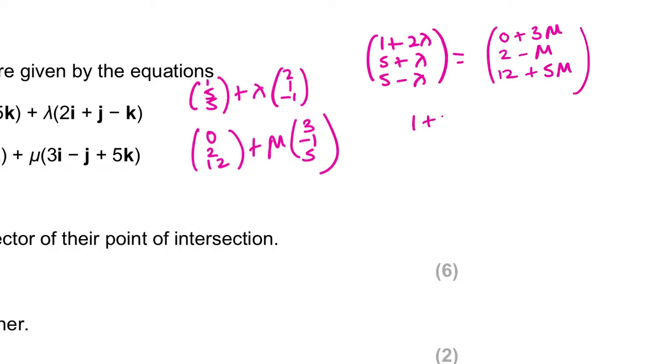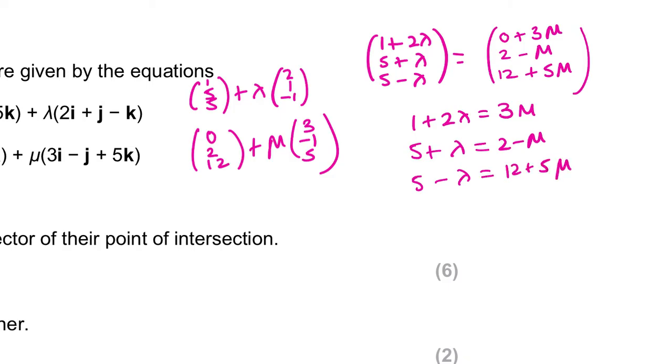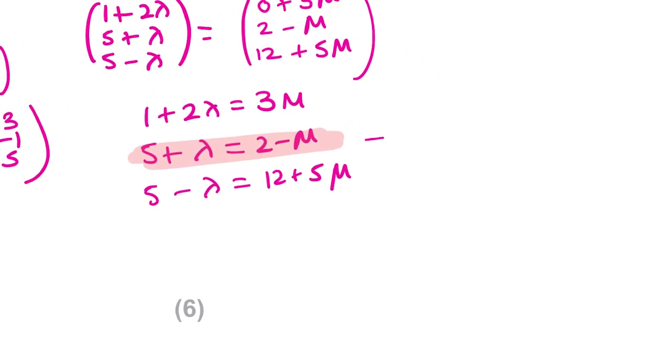So then we're going to have 1 plus 2 lambda equals 3 mu. 5 plus lambda equals 2 minus mu. And then 5 minus lambda equals 12 plus 5 mu. Okay, I will start from the top and see which one's the easiest. This one's probably going to be the easiest to substitute and rearrange. So this is 5 plus lambda minus 2 equals minus mu, which rearranges to give mu equals minus lambda minus 3.